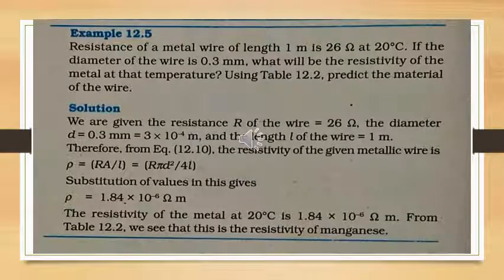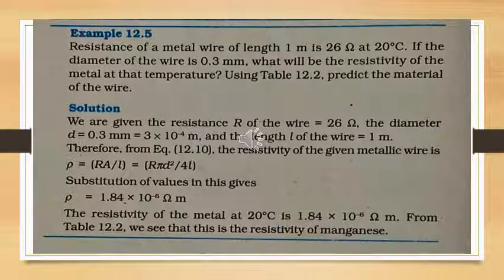Resistance of a metal wire of length 1 meter is 26 ohm at 20 degrees Celsius. If the diameter of the wire is 0.3 millimeter, what will be the resistivity of the metal at that temperature? So using the table, we can predict the material of the wire if we calculate the resistivity of the metal. See here, resistance is given 26 ohm and the diameter is given 0.3 millimeter. Using unit conversion, we can convert it into meter. So 3 into 10 raised to minus 4 meter. The length of the wire is 1 meter.